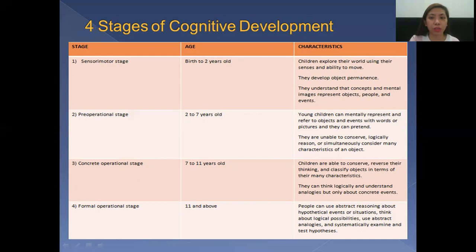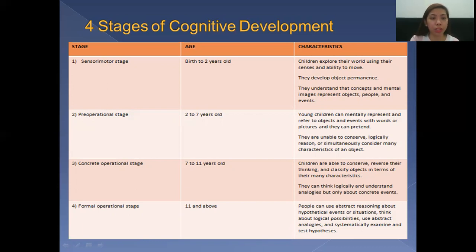The pre-operational stage is where young children can mentally represent and refer to objects and events with words or pictures, and they can pretend. However, they are unable to conserve, logically reason, or simultaneously consider many characteristics of an object.